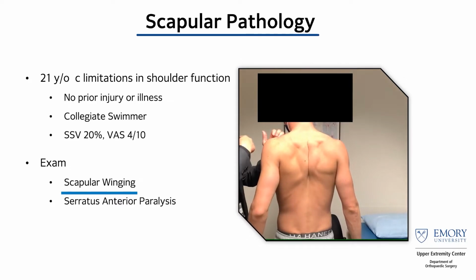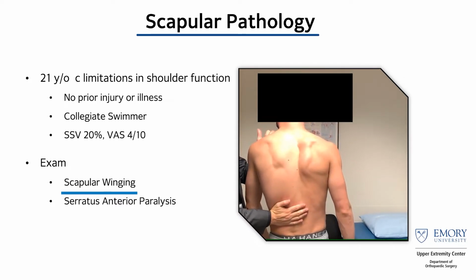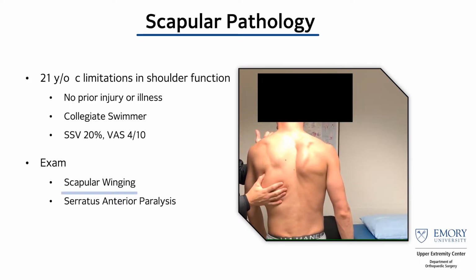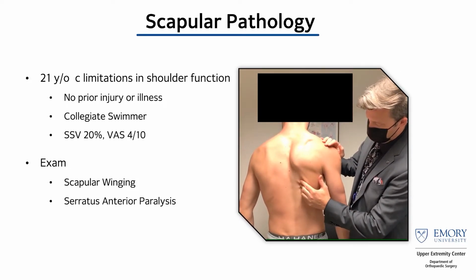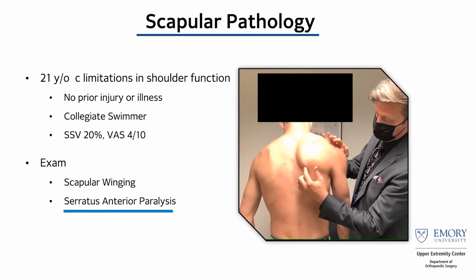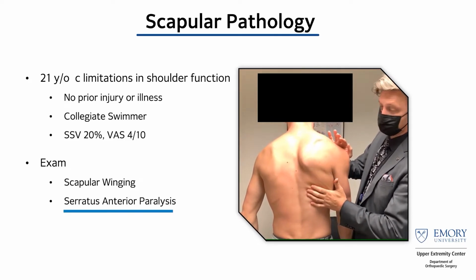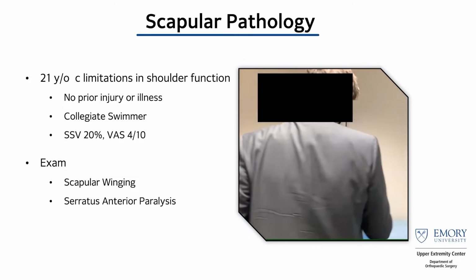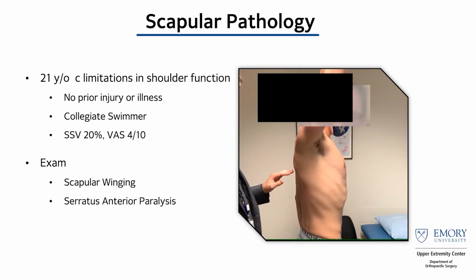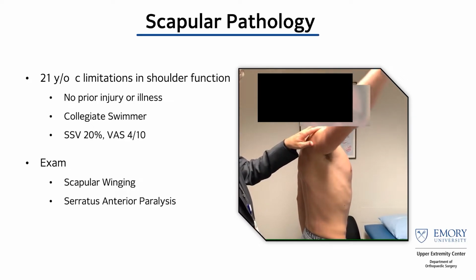He has scapular winging. This is the normal shoulder, so I'm testing the strength of his serratus anterior on the left. He has really good serratus anterior strength. See, when we go to the right, though, look at how much he wings out. So he has no actual serratus anterior function, so it means no ability to hold his scapula to his chest wall. This markedly limits his ability to function, especially as a competitive athlete like a swimmer.